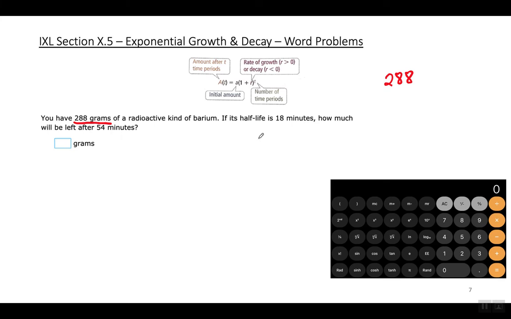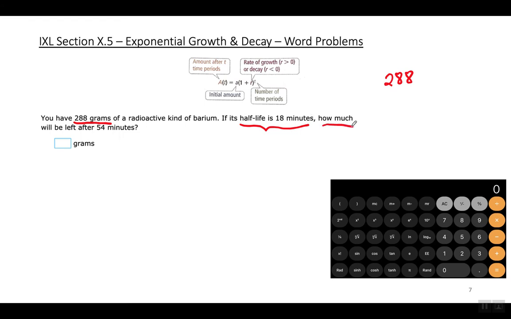A half-life means that, if its half-life is 18 minutes, after 18 minutes half of this stuff will have evaporated or something. I'm not a radioactive expert or anything. But after 18 minutes, there'll be half of this left. So if you divide this by 2, you'll have 144 grams left. After 18 more minutes, again, there'll be half left, etc. Okay, so look, I'm going to tell you 2 ways to do it.